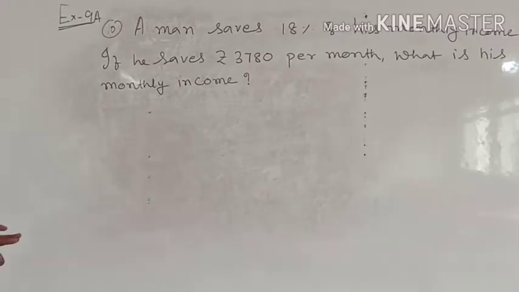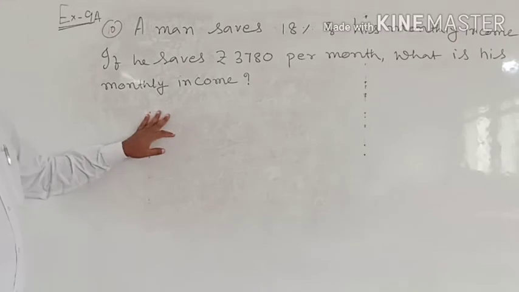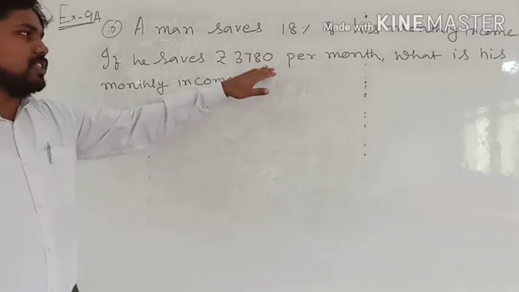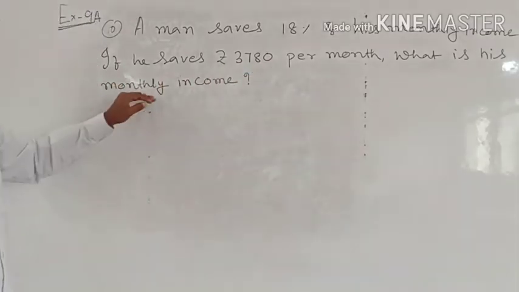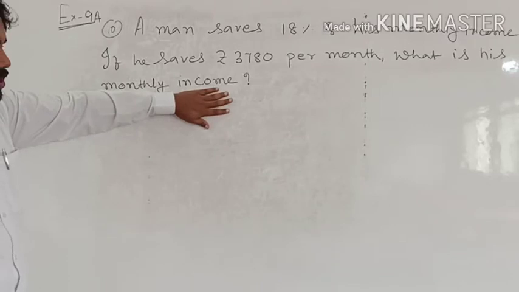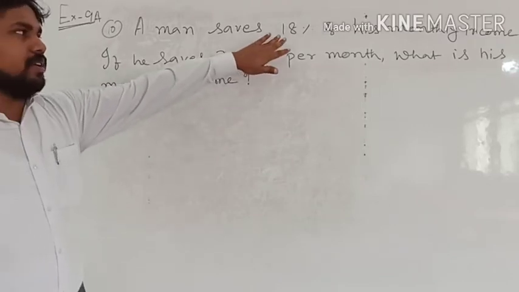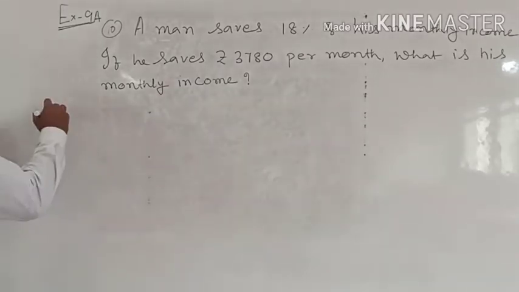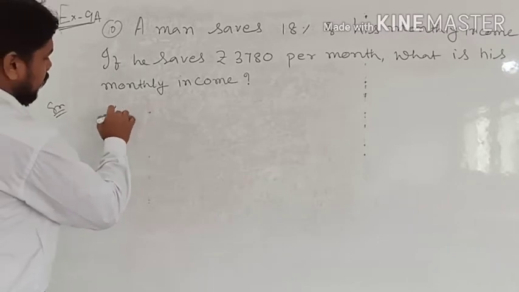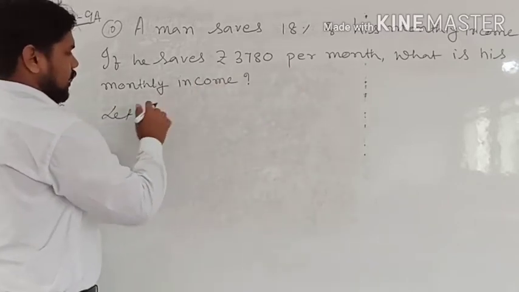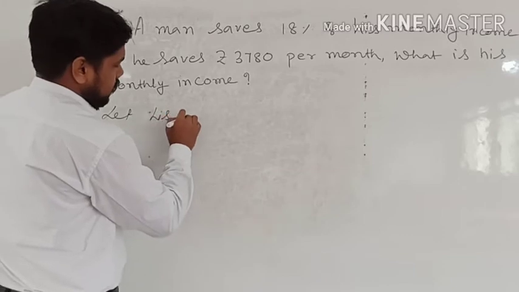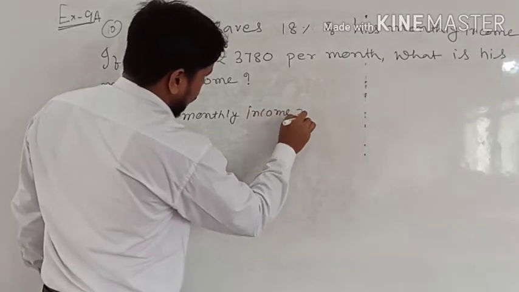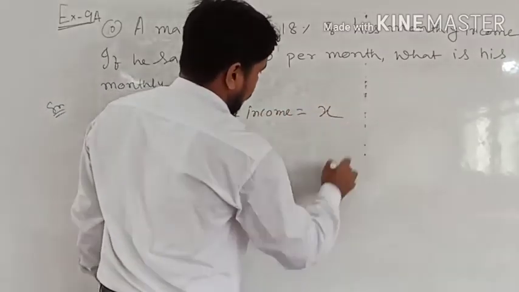Question number 10, as we discussed in the beginning of the class: a man saves 18% of his monthly income. If he saves this much per month, what is his monthly income? Here the monthly income is not given, the saving and the saving percentage are given, so you have to find the total income. Very simply, we will first consider his monthly income is equal to x.